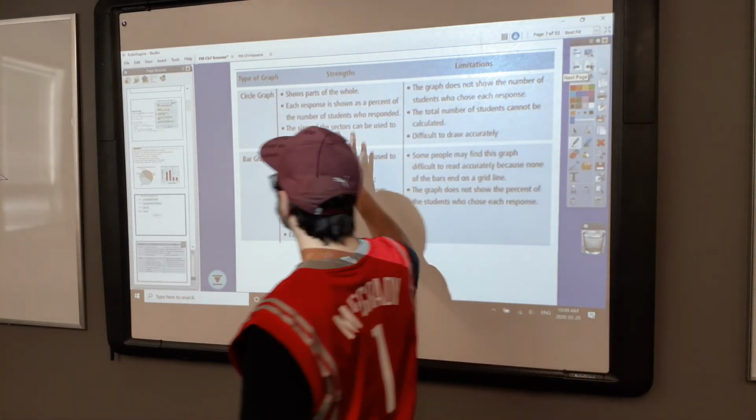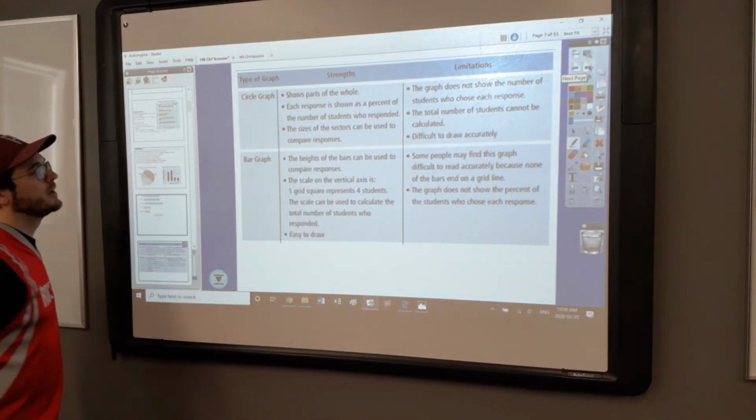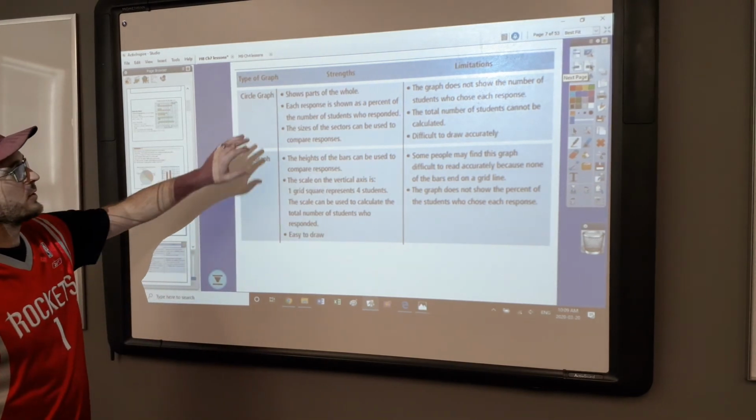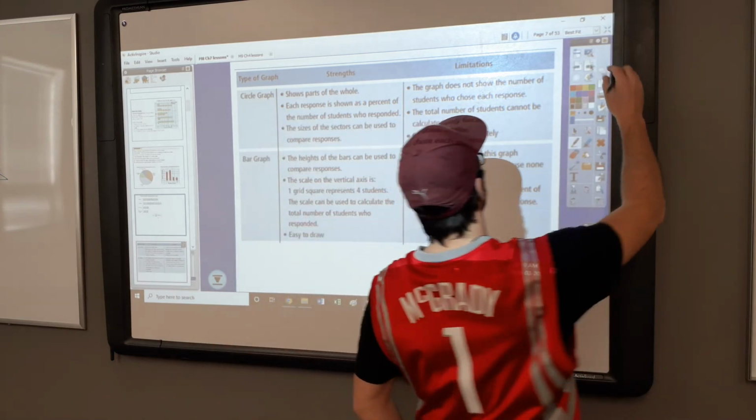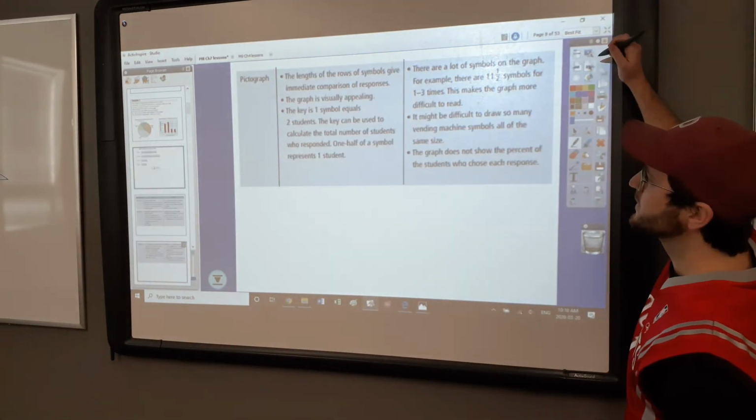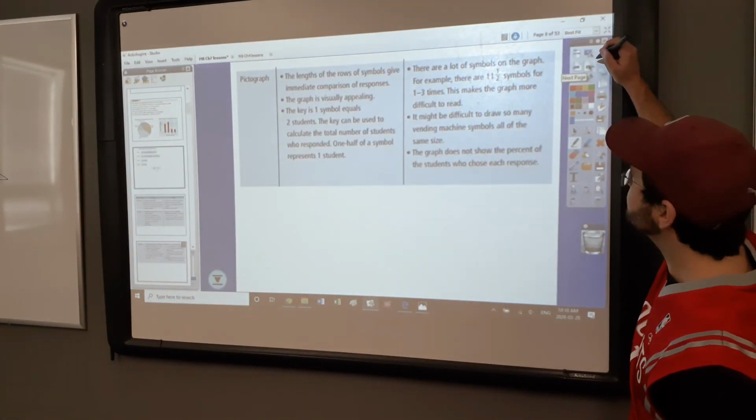Okay, so this is in your book. I'm not going to read through them all. It's pretty much summarizing some of these things: circle graphs, strengths, limitations; bar graphs, strengths, limitations. You can read through those in your book, as well as the pictograph one.